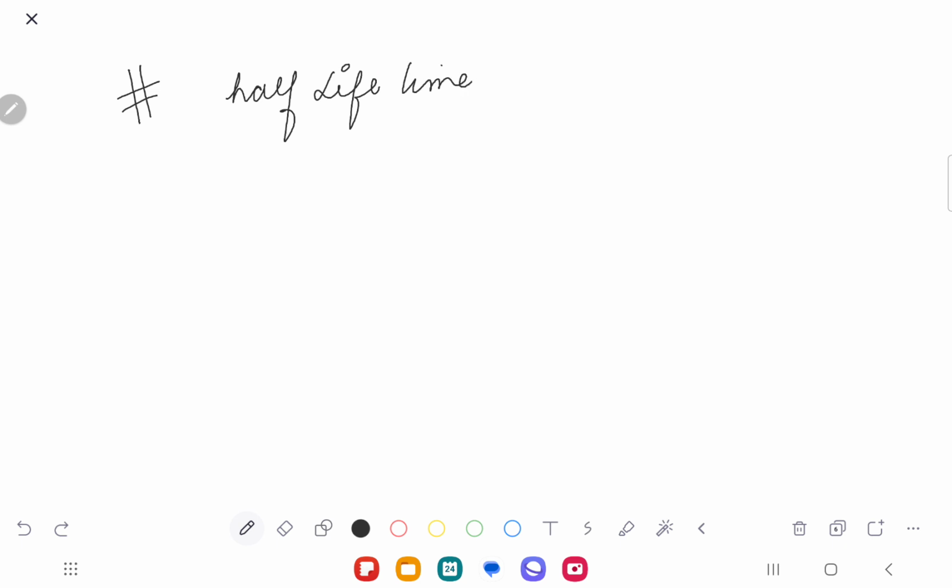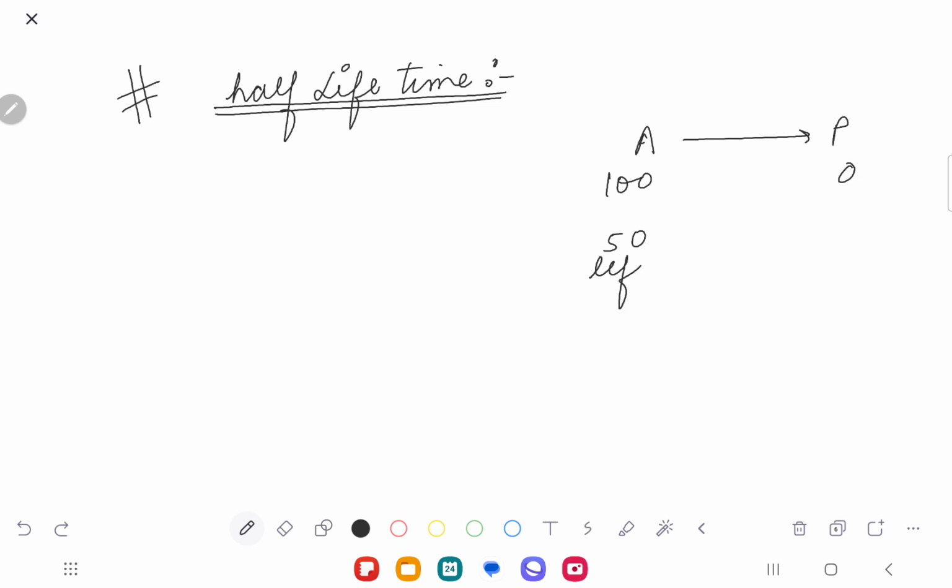Half lifetime, what are we trying to calculate? The time in which the reaction is completed to half. If you have taken 100 reactant molecules, what is the half? How much time would be required to convert 50 molecules into product, with 50 reactant molecules still left, isn't it? So 50 are left because 50 have been converted into products. Are you understanding my point?